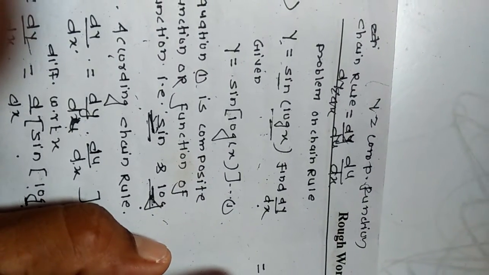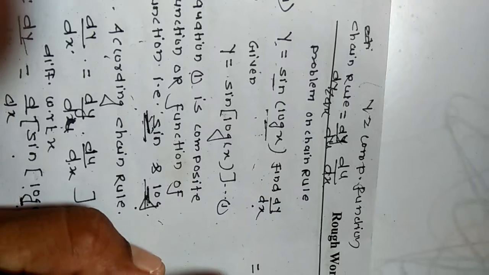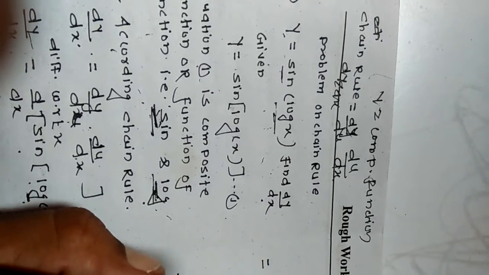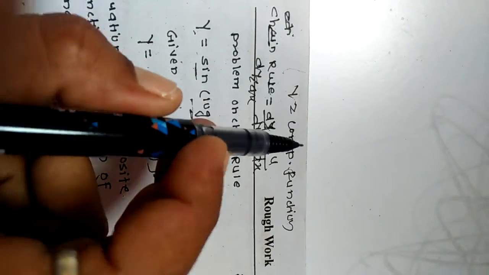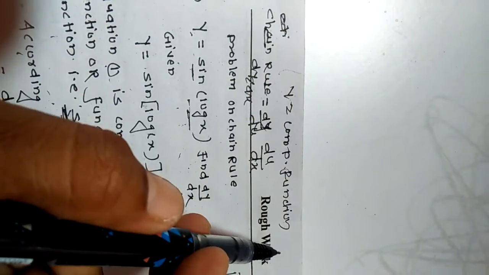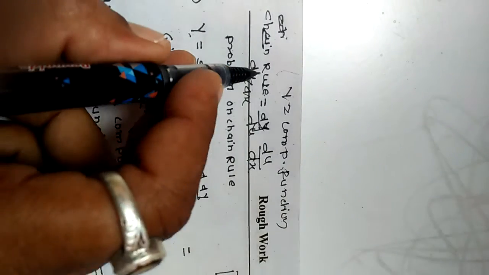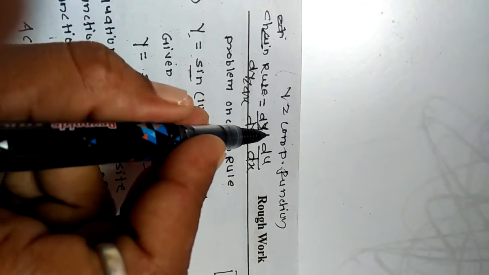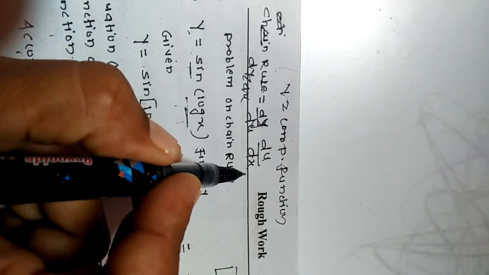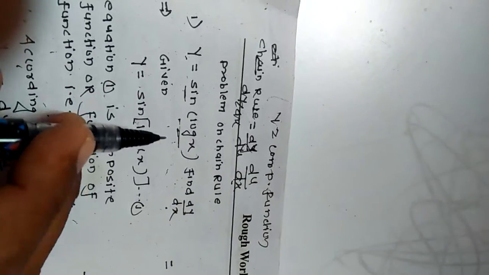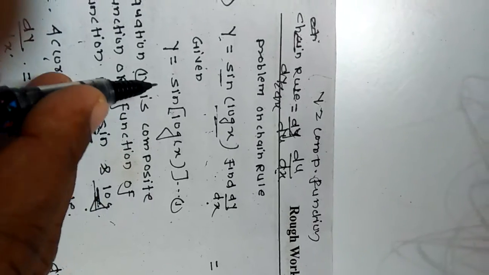In the last lecture we studied composite functions, the derivative of a composite function, which we also call the chain rule. It means y is a function of a function. Therefore, dy by dx equals dy by du times du by dx, where y is a function of u and u is a function of x. Now we will discuss problems based on the chain rule.